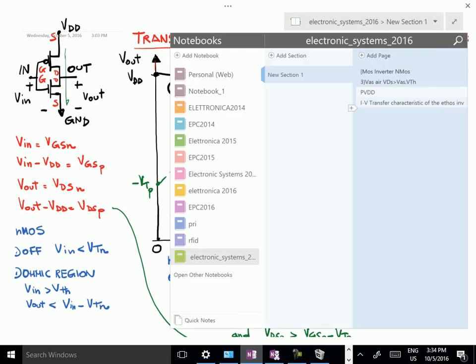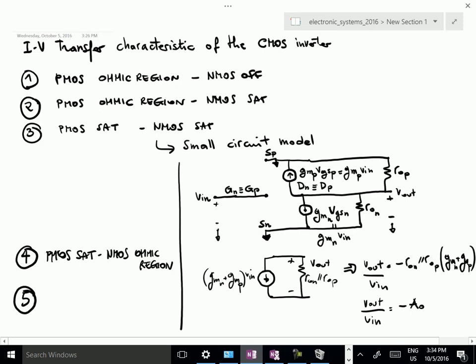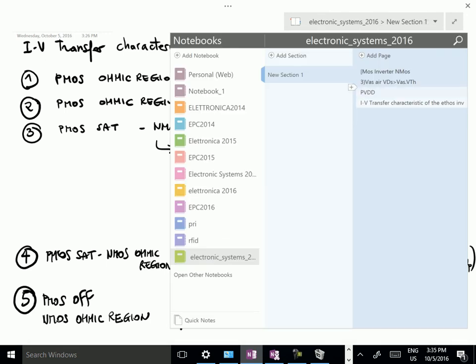So just to complete this line, in the fourth branch, the PMOS is in saturation and the NMOS is in the ohmic region, and in the fifth branch the PMOS is off and the NMOS is in the ohmic region. Okay, let's go back here.